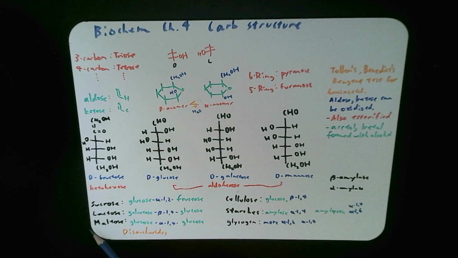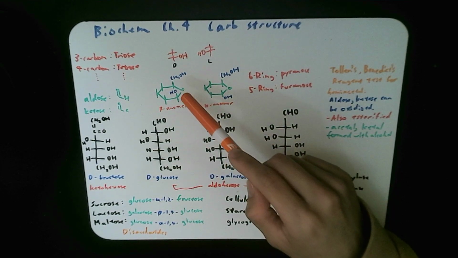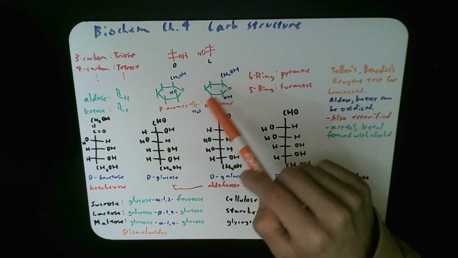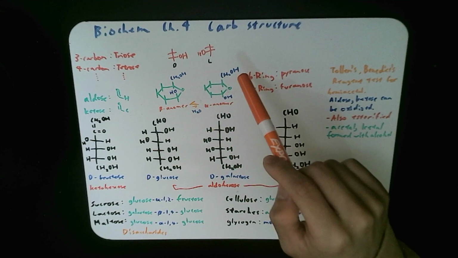Next we have some disaccharides. Disaccharides here include sucrose, which is glucose plus fructose in an alpha 1,2 combination. When we note down carbons, we note 1, 2, 3, 4, 5, 6 all the way around.